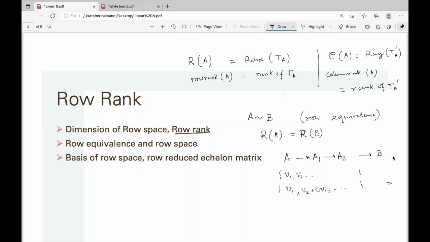It's not easy to show that they're not row equivalent. But if it is row equivalence, then it is easy to find a common basis for that. So we need such a basis which is unique in some sense, and this is nothing but a row reduced echelon matrix. This row reduced echelon matrix is unique.